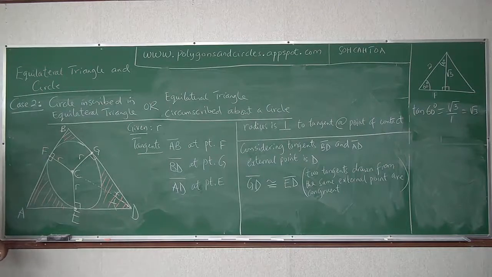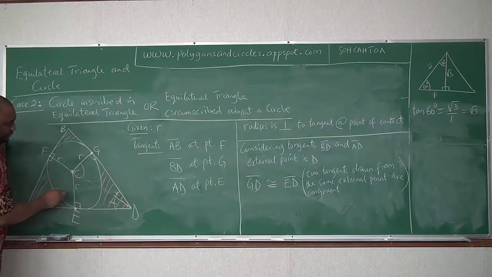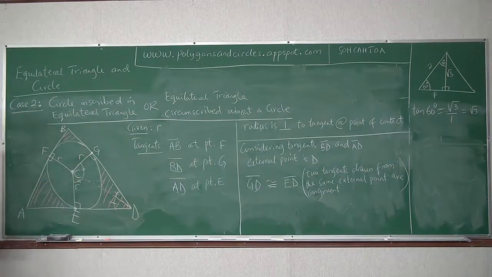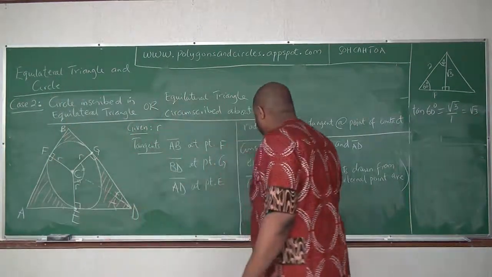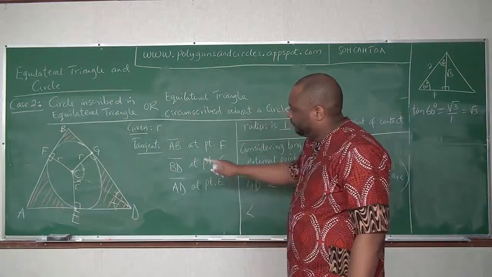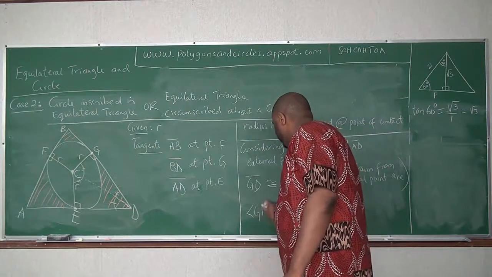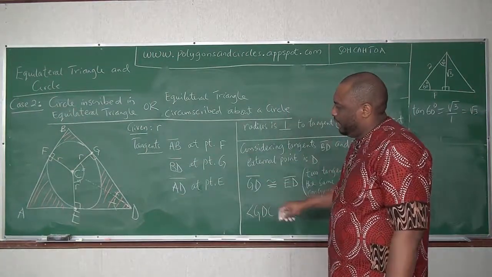This is 90 degrees. And also, number 4, the angle here, the central angle, okay, this angle is equal to this angle. I'm going to use double lines to tell you they're equal, because I used single lines here. So we see that angle GDC is equal to angle EDC.